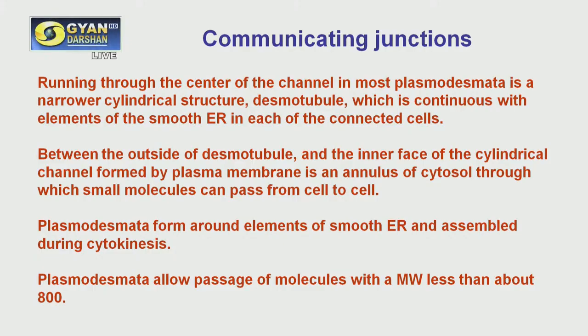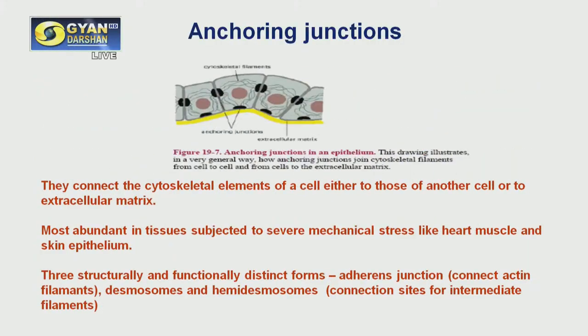So the main idea, the main take-home lesson, is number one, the protein, that is connexin: the structure of the connexin, the function of the connexin, and in case of plants, what is the structure of the plasmodesmata? Basically it's the desmotubule which helps, acting as a channel through which the molecules can pass. And the origin of the desmotubule is from the smooth endoplasmic reticulum. So that is all about the communicating junctions.